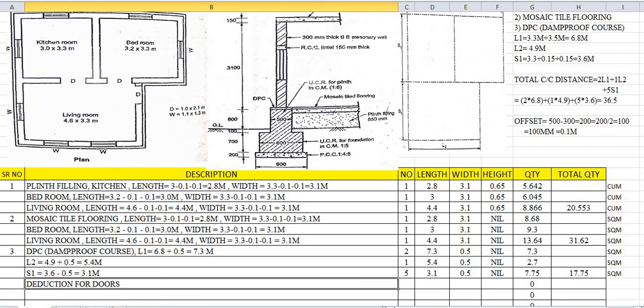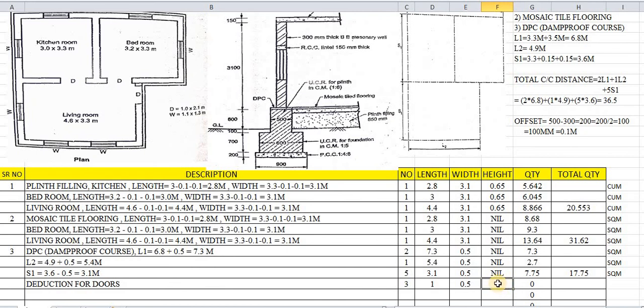Again, while finding out DPC deductions for doors and windows, how many doors are there? Three doors are there. What is the length of one door? The one opening length is nothing but 1. What is the width? Always keep one thing in mind while deducting: the same width is to be taken. We have taken the DPC width as 0.5, so the same width will be used for deductions, that is 0.5. So 1 meter is the length and the width is 0.5.